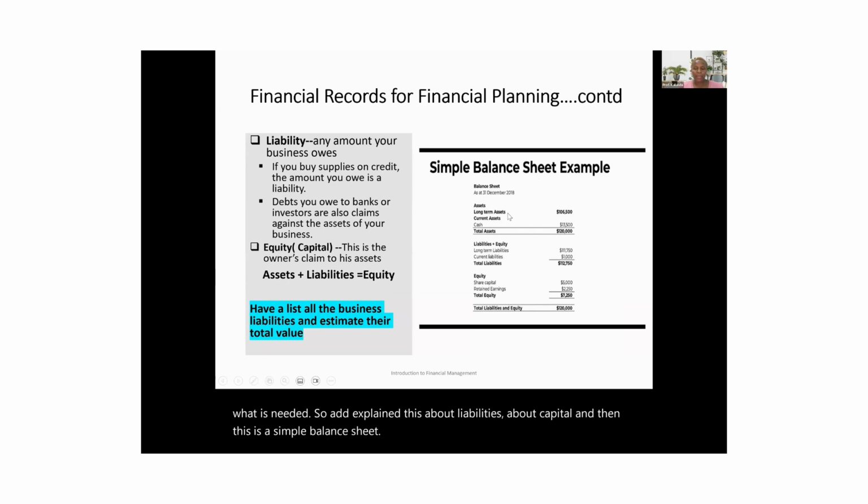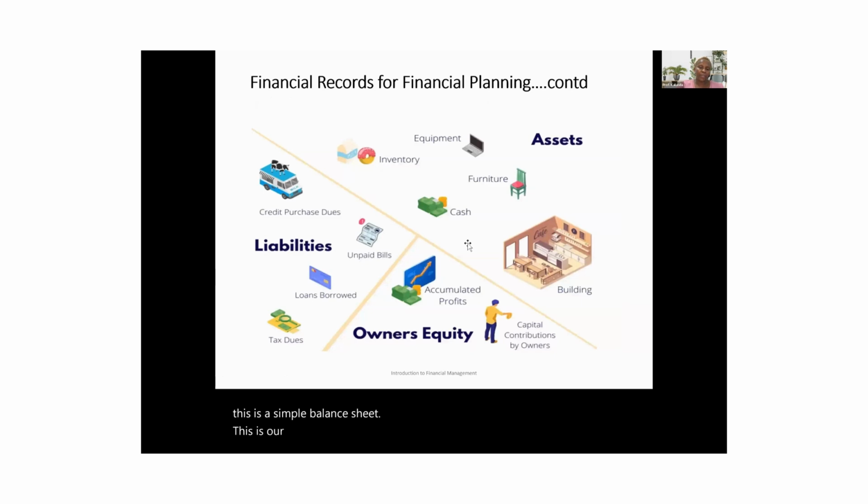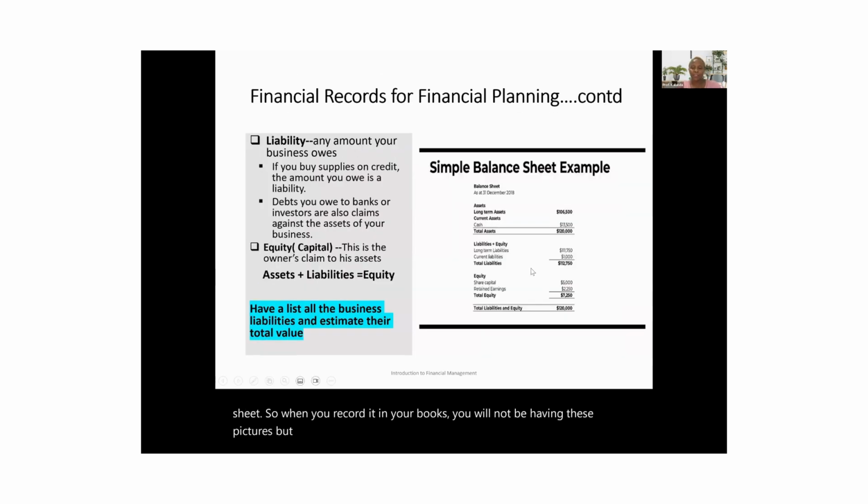This is actually a diagrammatic picture of a balance sheet. So when you record it in your books, you'll not be having these pictures, but it will look like this. So you can see we have assets, which are long-term, and then current, and then the total assets.